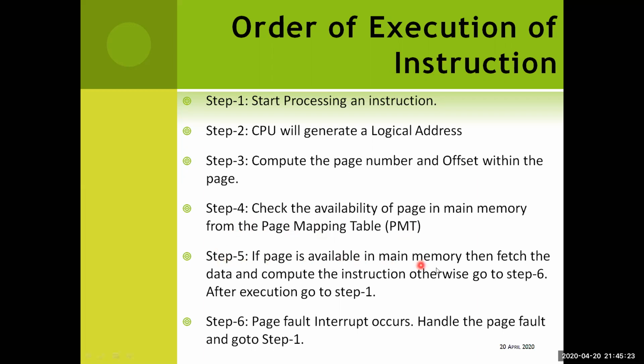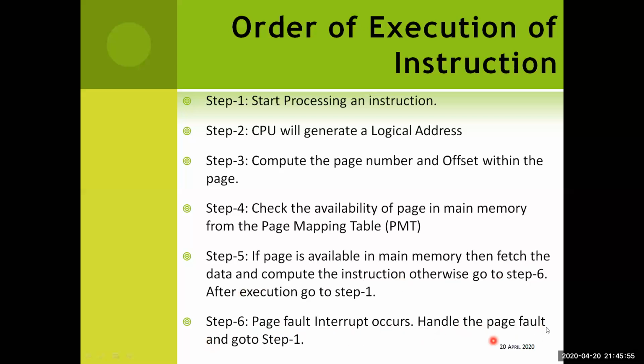If the page is available in main memory, then after adding the offset to the frame number, we fetch the data and compute the instruction. Otherwise, if the page is absent in main memory, then we will go to step 6. In step 6, we will handle the page fault interrupt. When a page fault interrupt occurs, we will handle this page fault.